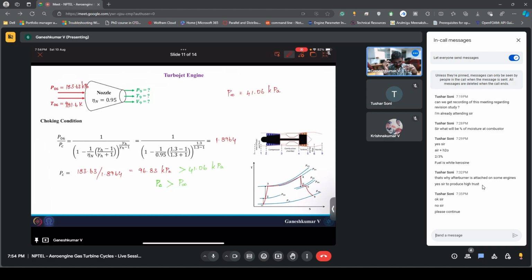So this critical pressure here is greater than P infinity, which means the nozzle is choked. If the nozzle is choked, then we all know what P9 would be. P9 would be the same as the critical pressure. The critical pressure is 96.83 kilopascal, so your P9 also will be 96.83 kilopascal.